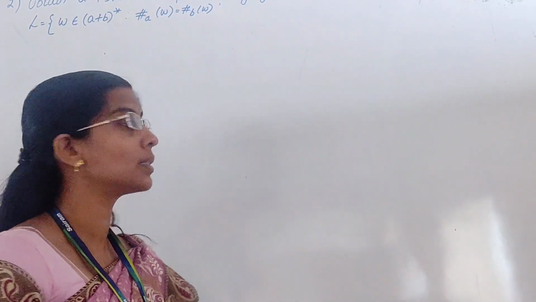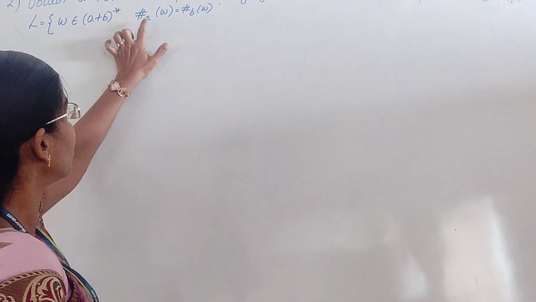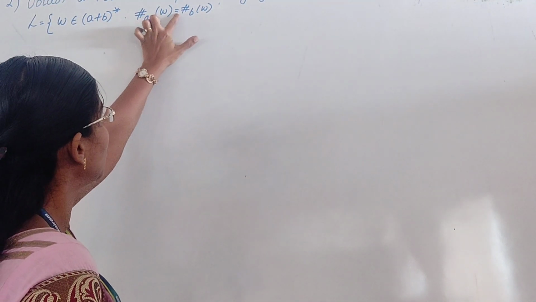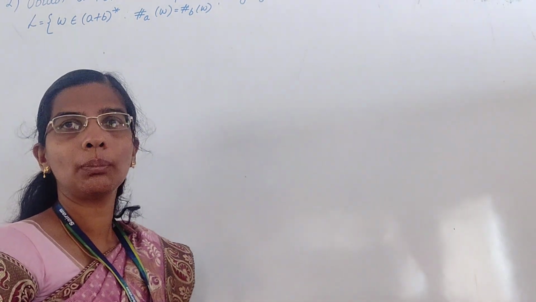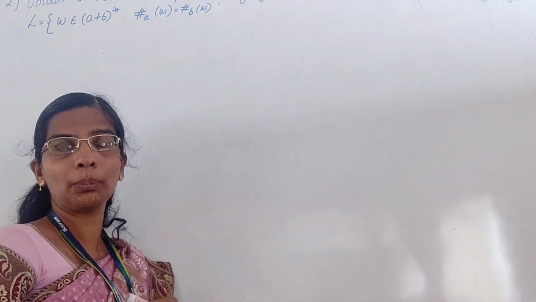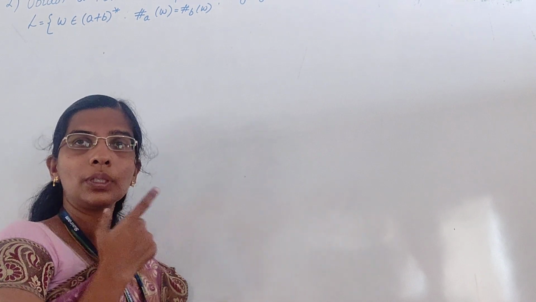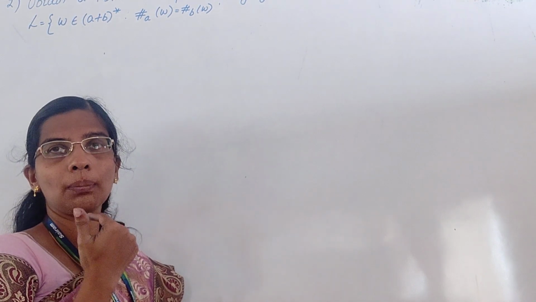Hash of a indicates number of a. Number of a's in W should be equal to number of b's in W. So what is the difference between this example and the previous example?